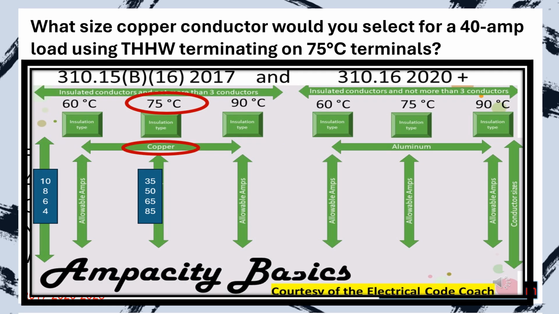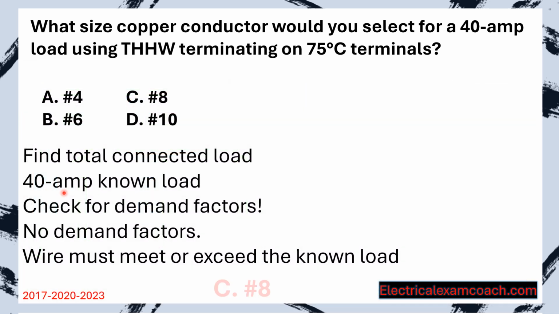We head to our primary ampacity table, and the first thing we're going to do is check the type of conductor. It's copper, so we're going to start on the left-hand side of the table. We're in the 75 degree C column because that's our terminal rating. Then we're going to slide down and find a wire that meets or exceeds the known load, and we find out that it's an 8-gauge conductor, and we select C. Great job!